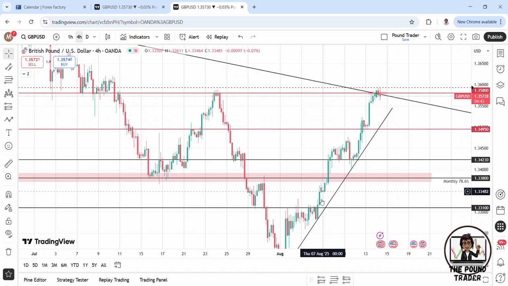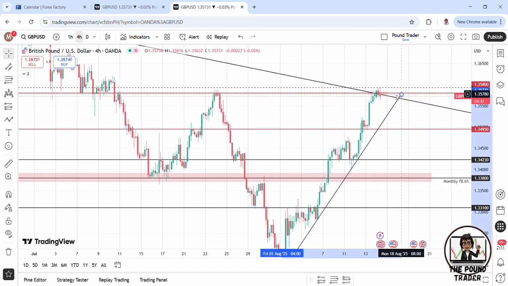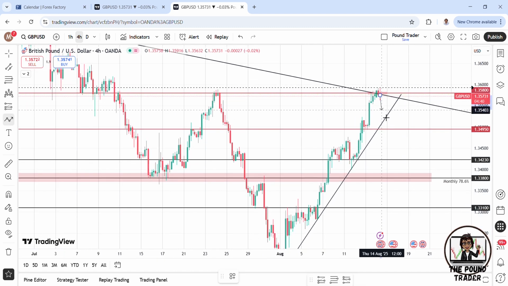And we can see that, yeah, this trend line is still holding. So maybe price could retrace, do a pullback back to these levels here. I don't know if it'll want to continue pushing upwards or if we're going to continue selling. So just waiting to see.